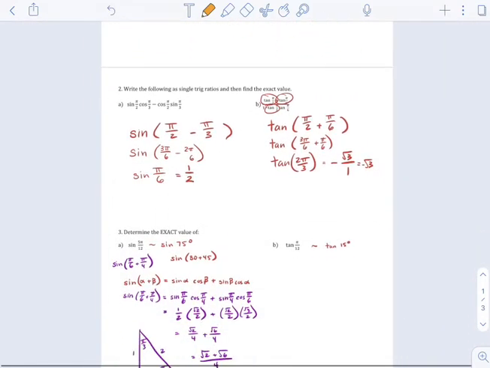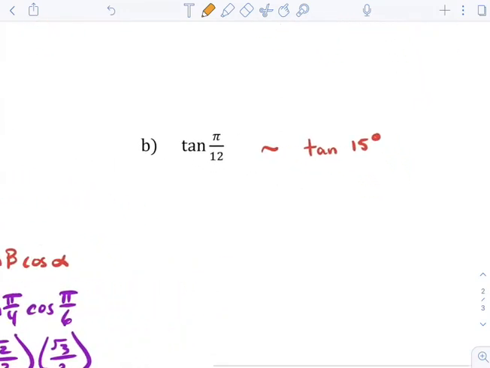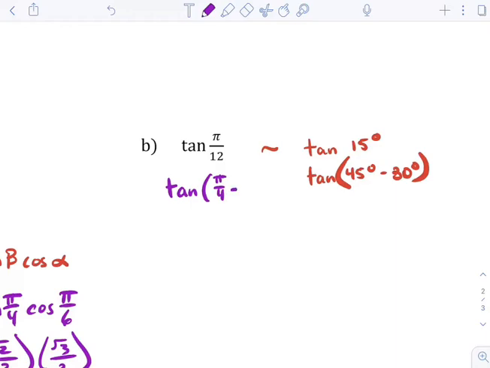So let's go back down to the question. I'm going to rewrite this as tan of 45 degrees minus 30 degrees. I want the exact value of tan 15, but I'm going to break it down to exact values that I know. I know 45 and I know 30. I could write it as radians. Tan of 45 degrees is pi over 4 minus 30, which is pi over 6.